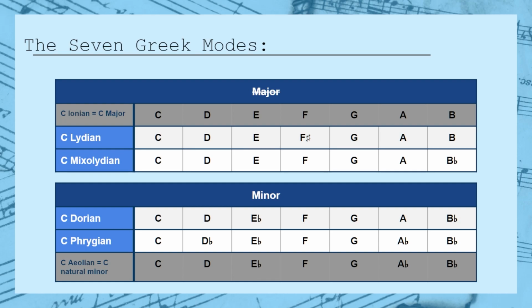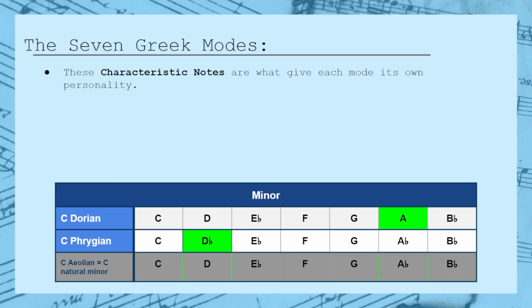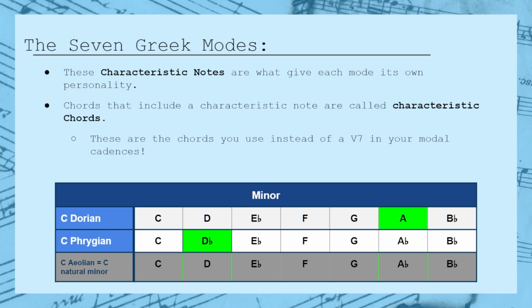Each of the remaining major modes, Lydian and Mixolydian, has only one note that makes them different from the parallel major scale. As a reminder, a parallel scale is just any group of scales that all start on the same note. Each of the remaining minor modes also only have one note that makes them different from the parallel natural minor scale. These unique notes are called characteristic notes, and they're the reason why the different modes have their own unique personality and color.